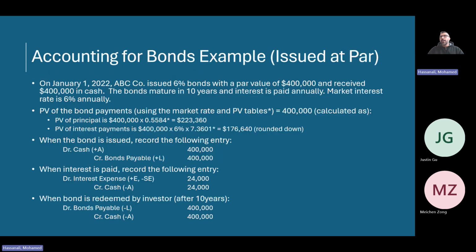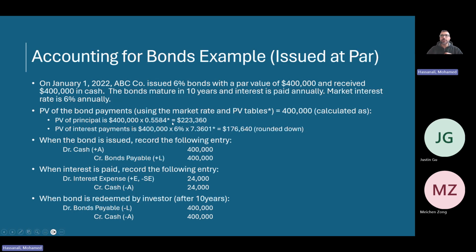All right. Okay, so we're going to take one example, and this is the simplest example that you could get in a bond situation. This is a bond that you are issuing in the market at par. And at par means the interest rate or the coupon rate on your bond is the exact same rate that an investor would get if they would invest that money somewhere else in the market.